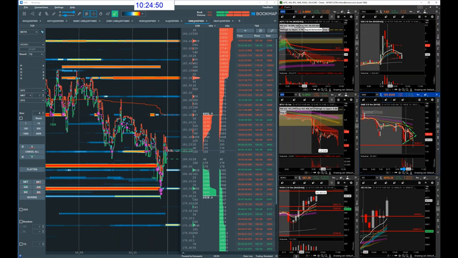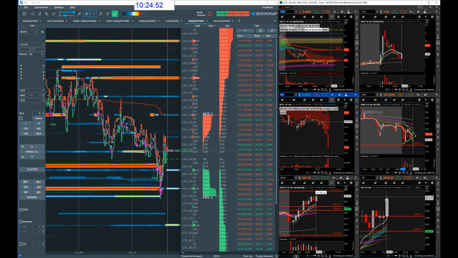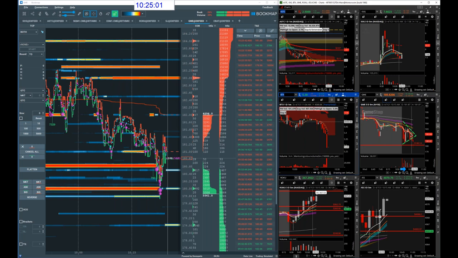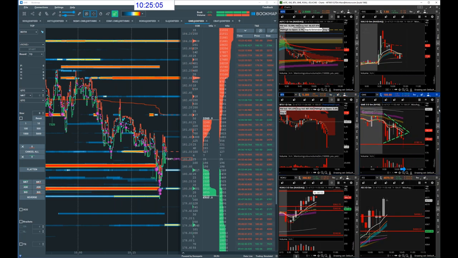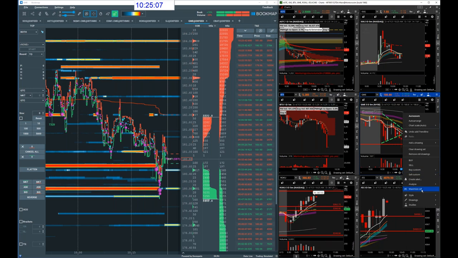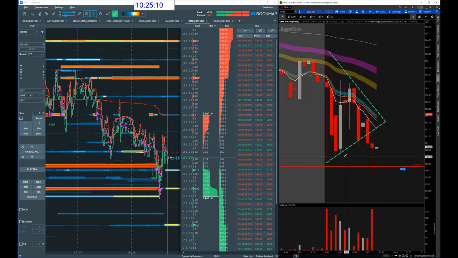Just so I understand it conceptually, the gap and extension is just because it's at the open, correct? Exactly, it's also a gap. Okay, and the stuff is something where the concept is the same. The concept is the same, but stuff is a fast rejection that can happen any time of the day. Okay, got you.